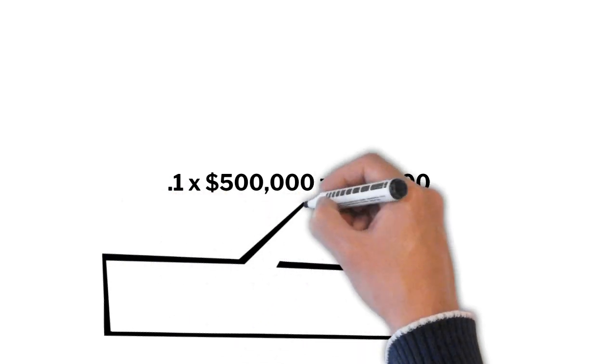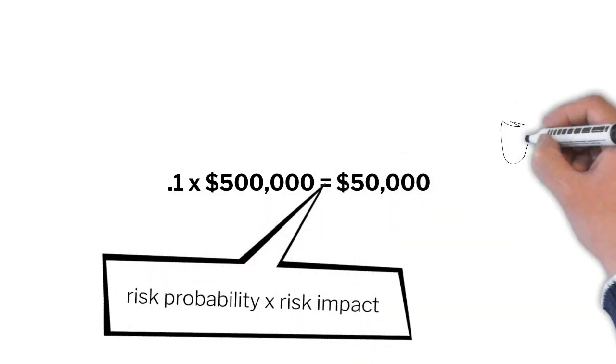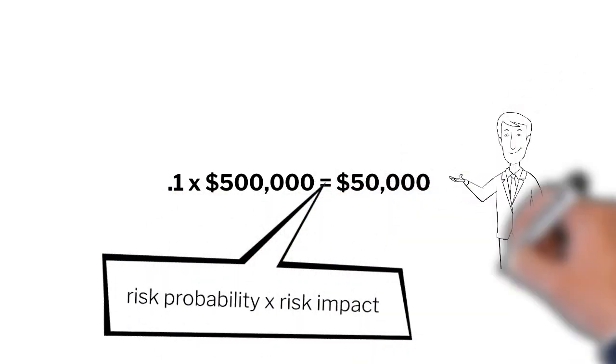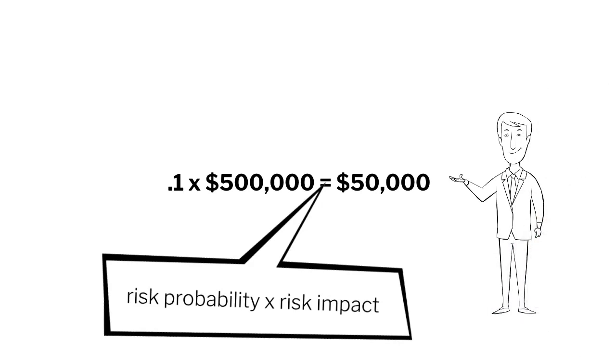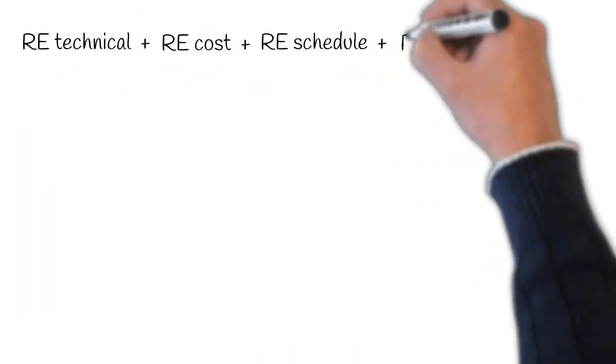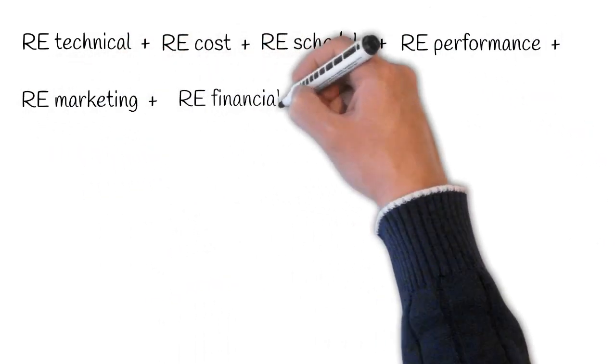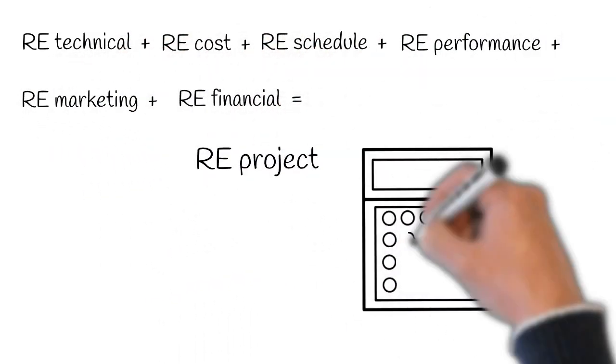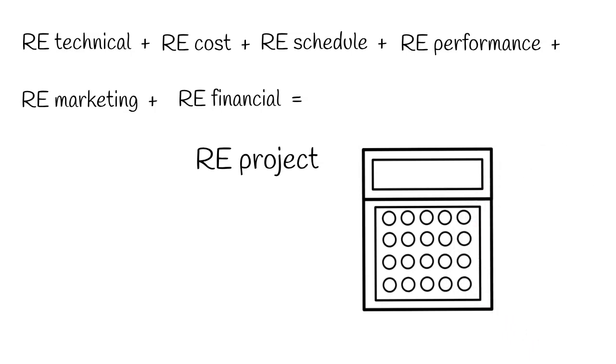As a specific example of calculating the risk exposure for marketing, consider the following. If the risk probability of marketing was estimated at 0.1 and the risk impact of marketing was estimated to be $500,000, then the marketing risk exposure, $50,000, would be calculated as you can see. The risk exposure for each identified risk must be calculated in this manner. The total project risk exposure expressed in dollars can then be calculated by summing the risk exposures across all risk types.